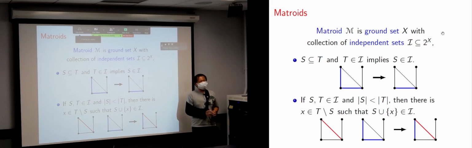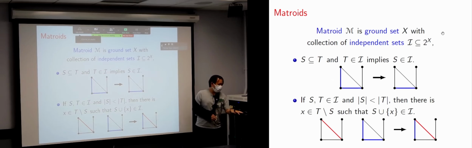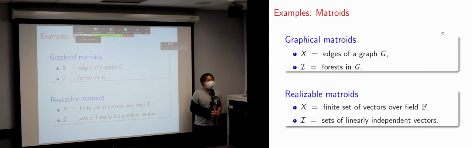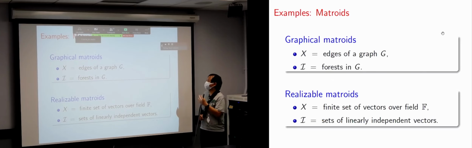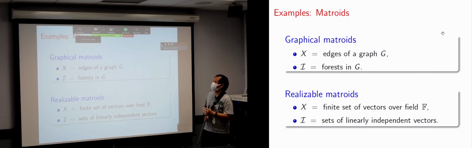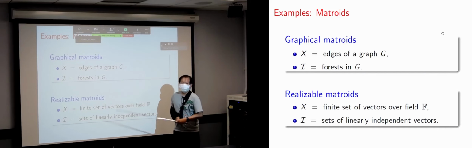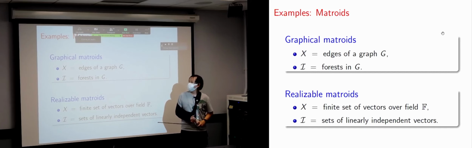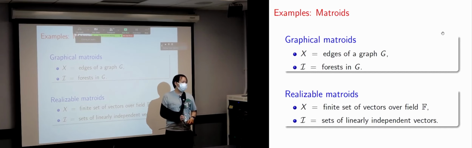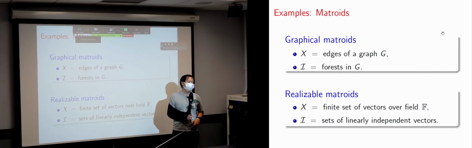So these properties may sound a bit abstract, but there are actually many concrete examples. And perhaps the most quintessential example of a matroid is what we call the graphical matroid. This is where the ground set is the set of edges of a graph, and the independent sets are the collections of edges forming a forest of G.